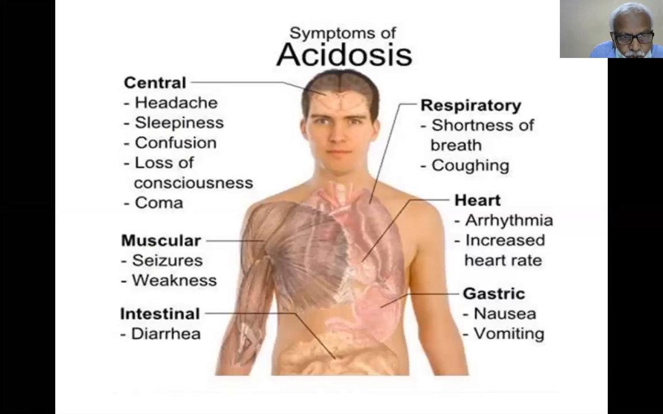sleepiness, confusion, loss of consciousness, coma. That's the ultimate central sign. In the muscles, seizures and weakness; in the intestines, diarrhea and abdominal pain will be common. In the respiratory system, shortness of breath and coughing; in the heart, arrhythmias and increased heart rate; and in the gastric system, nausea and vomiting. So any number of times you have to memorize these symptoms of acidosis.